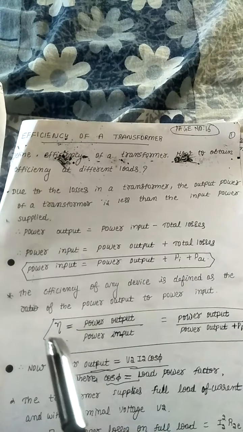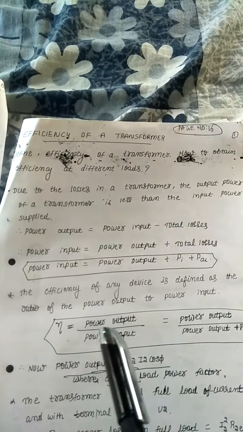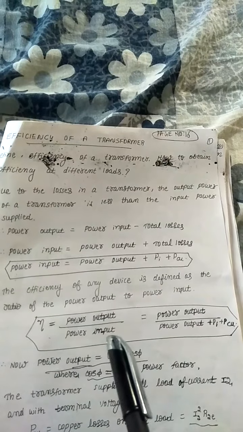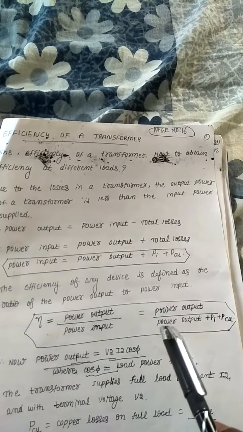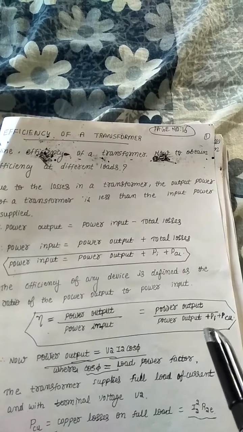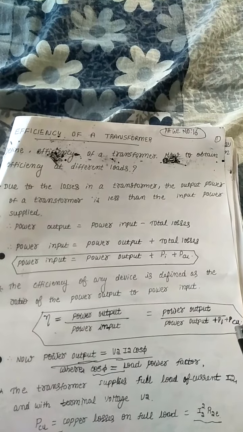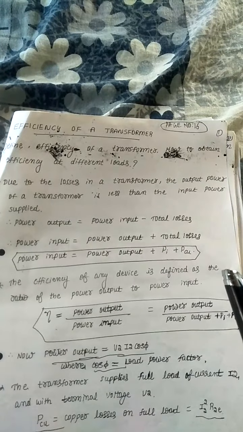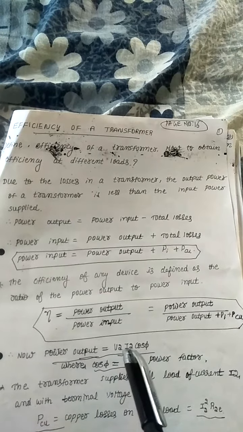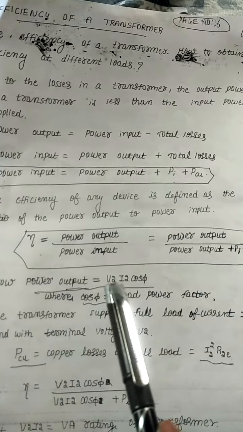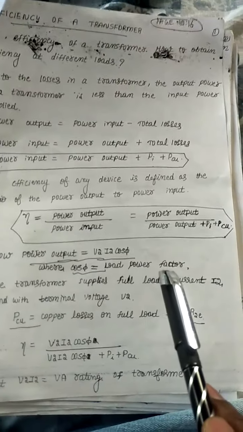So the efficiency for any device can be given by the equation: power output to total power input. The power input is equal to power output plus Pi plus Pcu. So what is the expression for power output? Power output is given in terms of V I cos phi. At the secondary side of the transformer you have V2, I2 and the cosine factor. Therefore output power is P equal to V into I into cos phi, where cos phi is the load power factor.